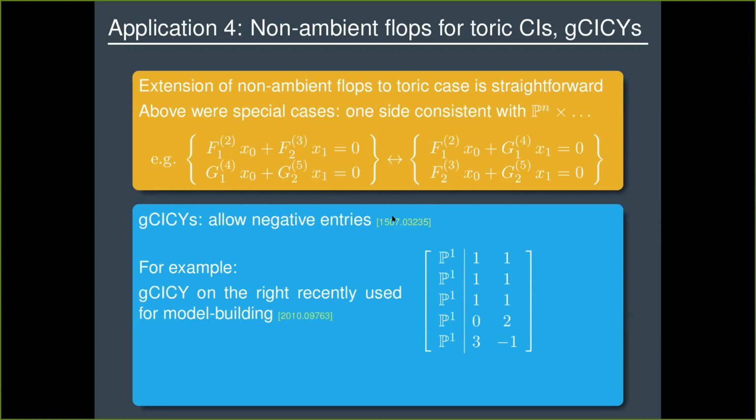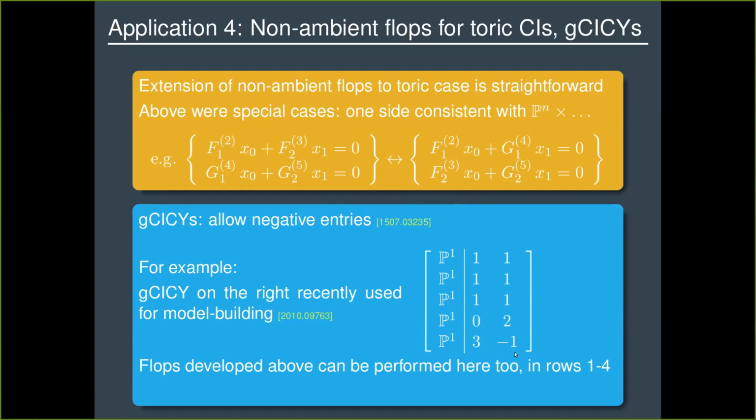For example, here's a generalized CICY on the right, which was used just last month in some model building work. It's this fifth row here that's the generalized direction. This -1 would not be allowed if you just had a CICY. These other directions are totally fine. And what you can at least see is that the flops that I've talked about so far can certainly be performed in all of these first 4 directions, for the same reasons that you can do them for CICYs. You can perform a flop in this direction because it's just 1s. You can perform a flop in this direction because it's just a 2.